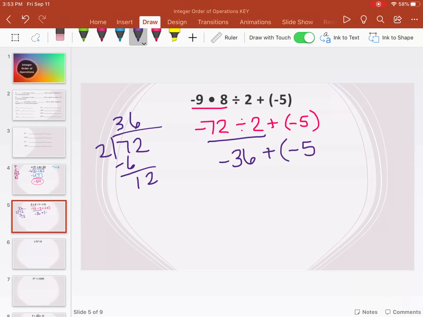Bring everything else down, so this plus -5. And then finally, I'm going to add these same signs: add and keep. So I'm going to add 36 plus 5, which is 41. They're both negative, so keep my sign: -41.